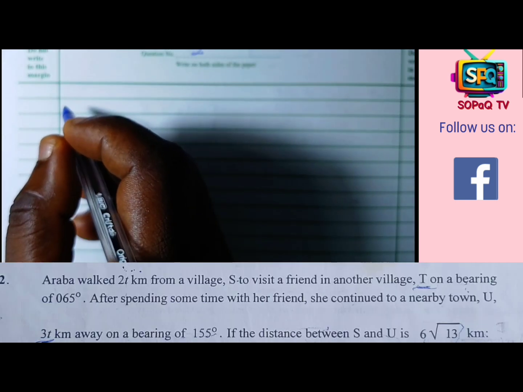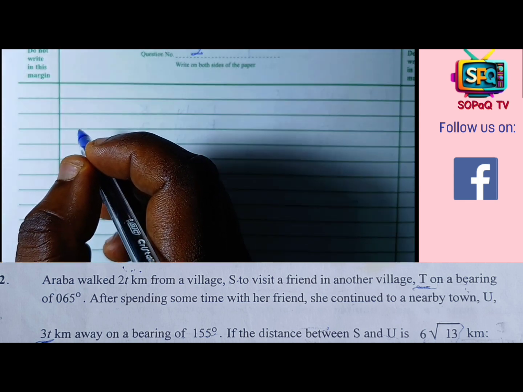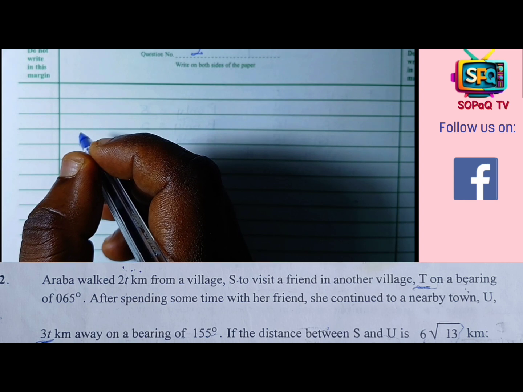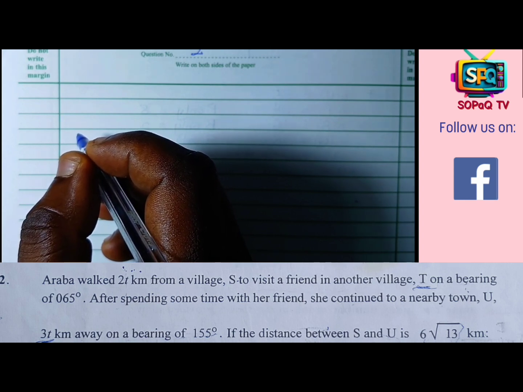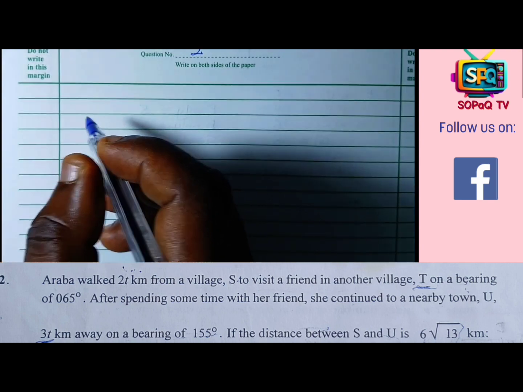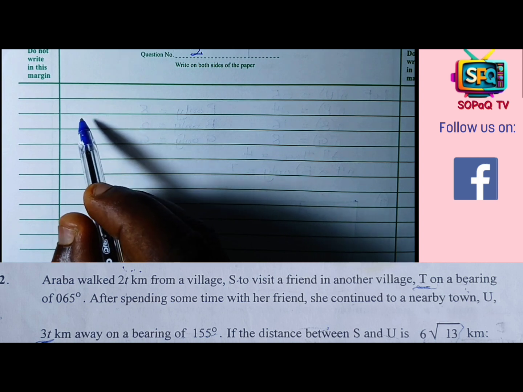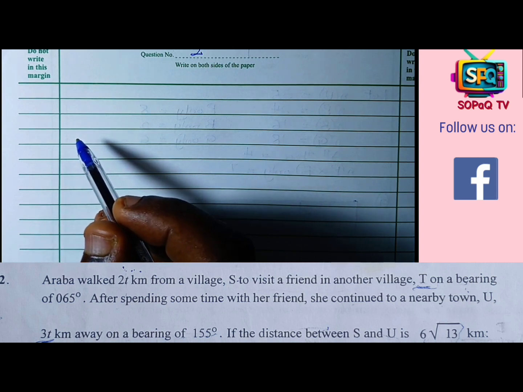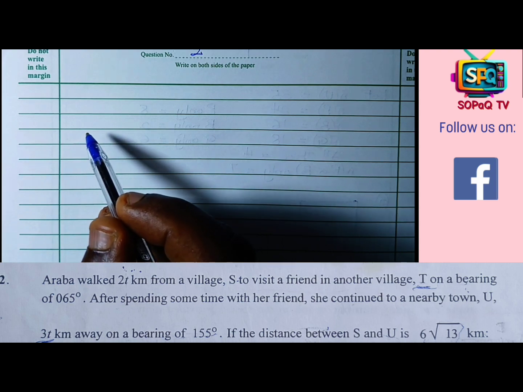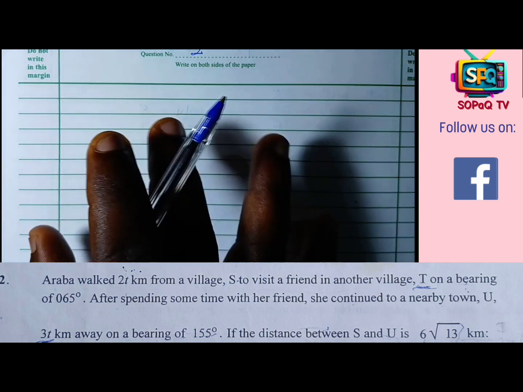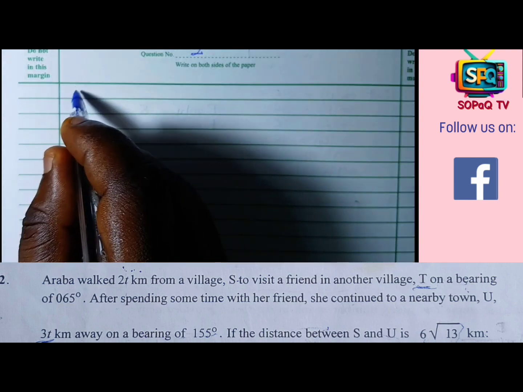So for that particular question, there will be the need for us to sketch the journey of Araba before we can analyze it well. Before you start from anywhere, consider the first direction Araba took. It says 65 degrees. 65 degrees, as we all know, is in the first quadrant. So if I start it here, then it means it will go up there.